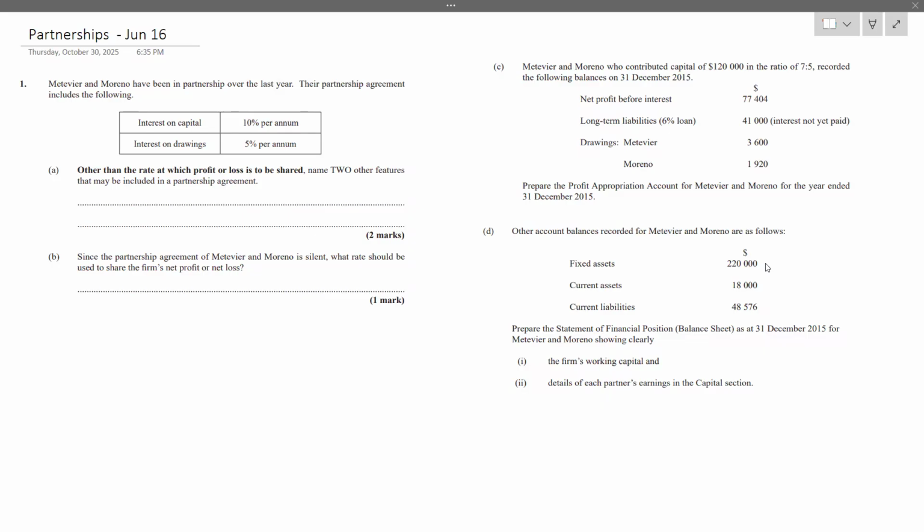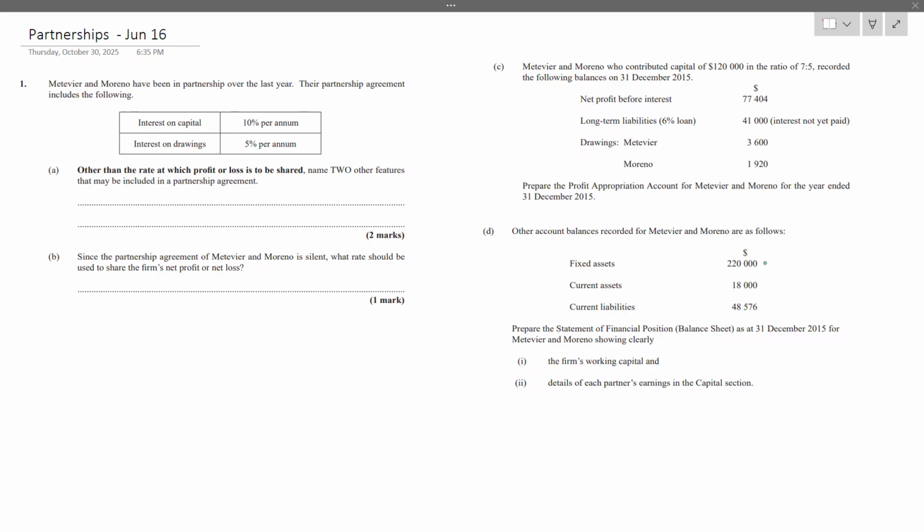All right, so you're looking at June 2016, paper 2, looking at the partnership question from this paper. Mentive and Marino have been in partnership over the last year. Their partnership agreement includes the following: interest on capital, interest on drawings. Other than the rate at which profit or losses is to be shared, name two other features that may be included in a partnership agreement.